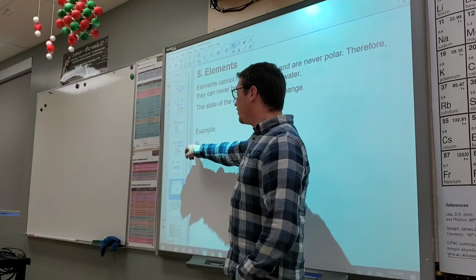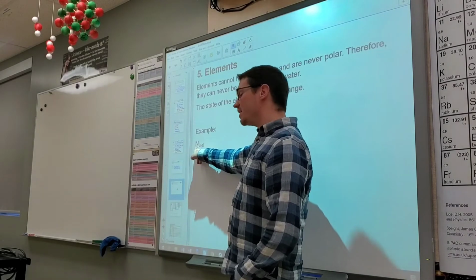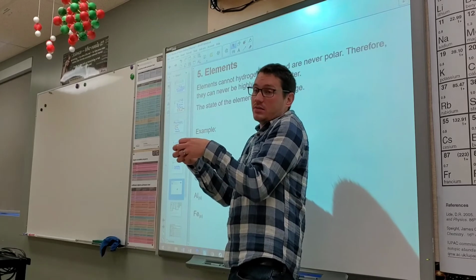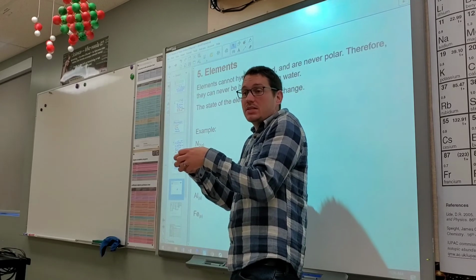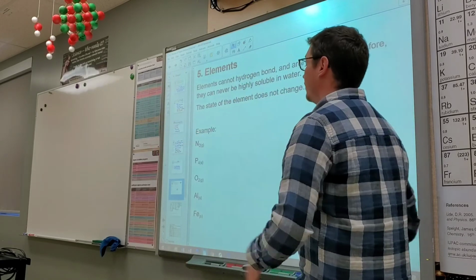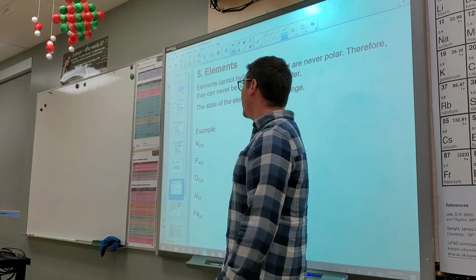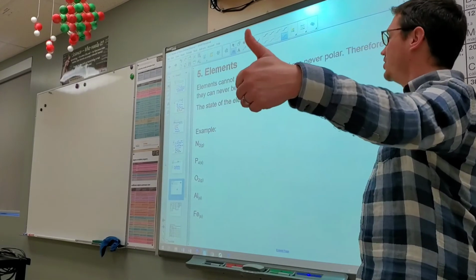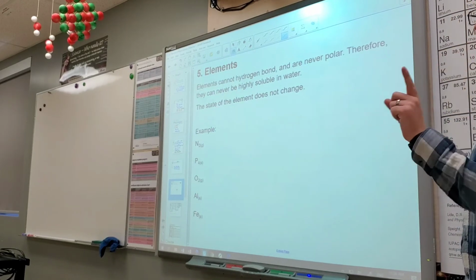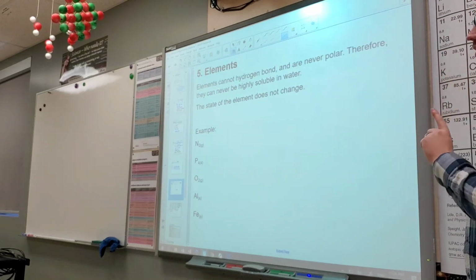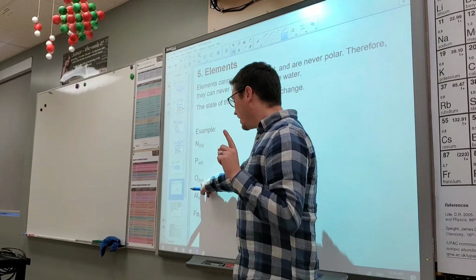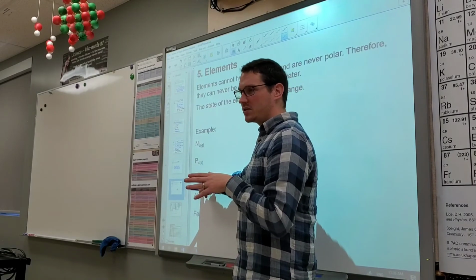So if there's two nitrogens here, and these two nitrogens are bound together, then they can't both be negative. They can't both be positive. They have to be neutral. Does that make sense? For two nitrogens to be bound together, they have to both be neutral. Elements cannot hydrogen bond. They are never polar, so they will never dissolve in water to any appreciable extent, okay? Now, I want to be very clear. When I look at oxygen, is there oxygen dissolved in water almost all the time?